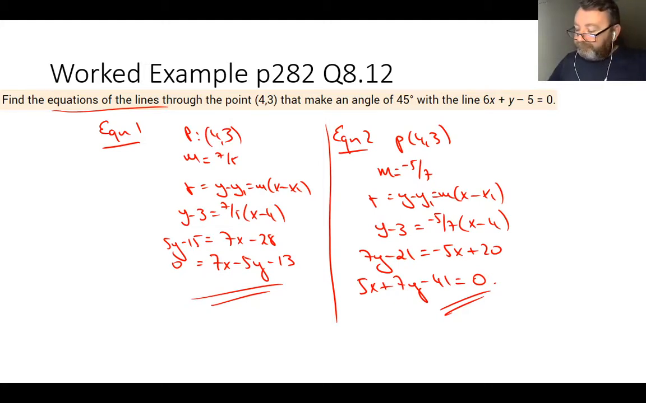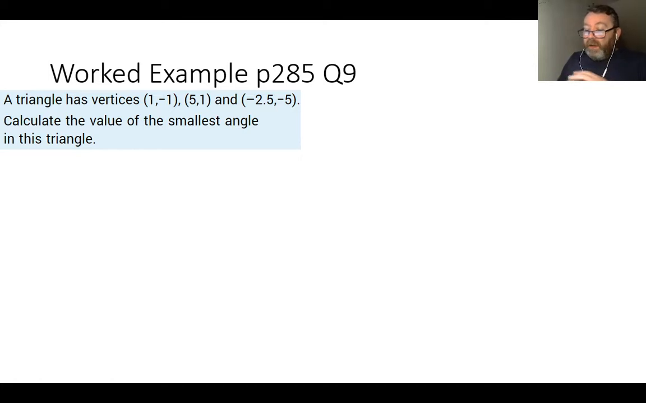Okay, next question. A triangle has vertices 1 minus 1, 5 1, and minus 2.5 minus 5. Calculate the value of the smallest angle in this triangle. Now, let's just take a look at that. What does that mean? Let me just take a look at the triangle.